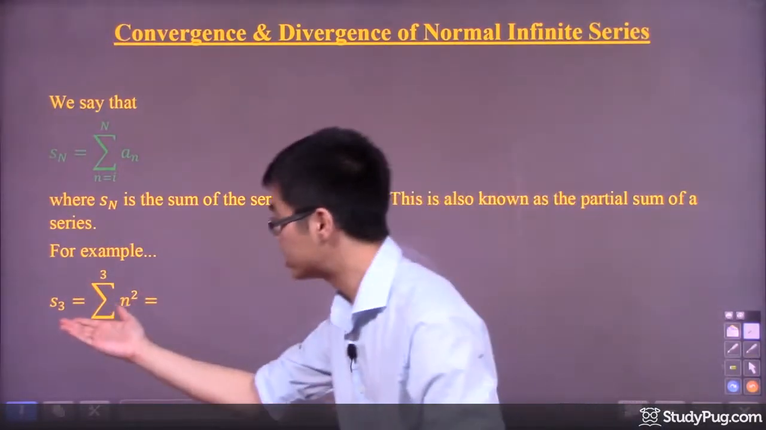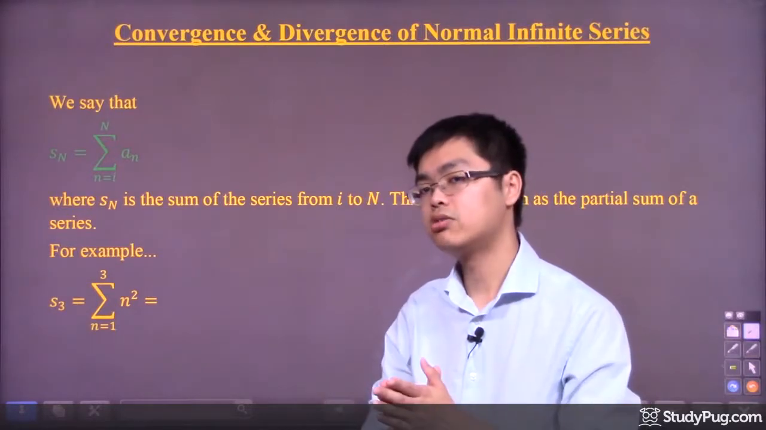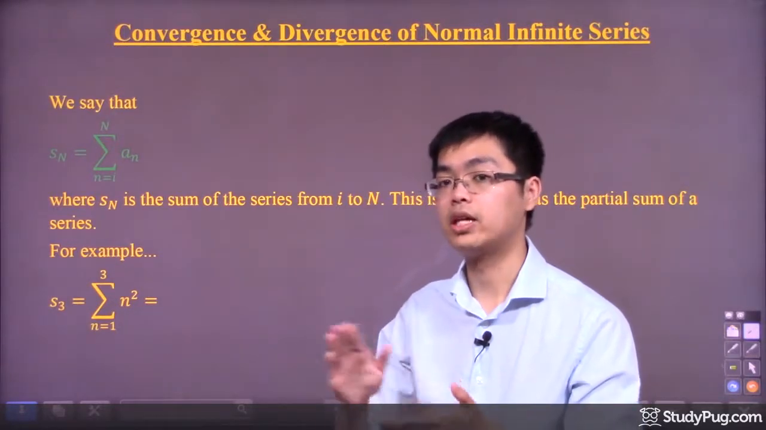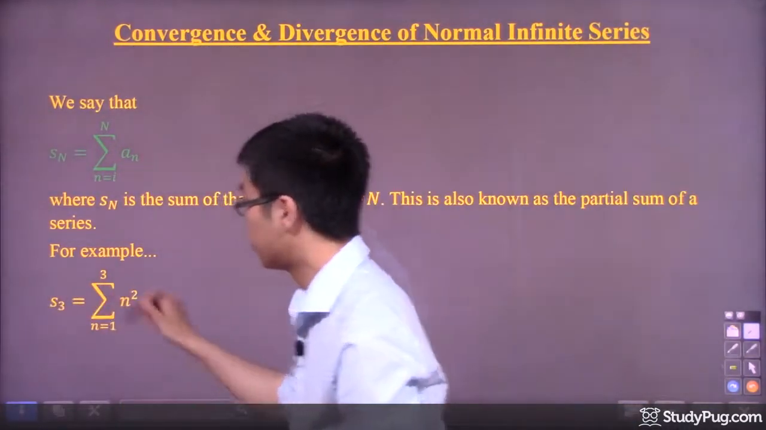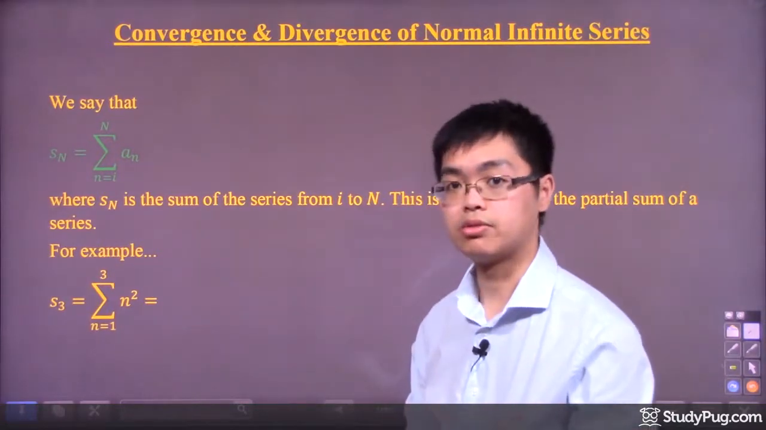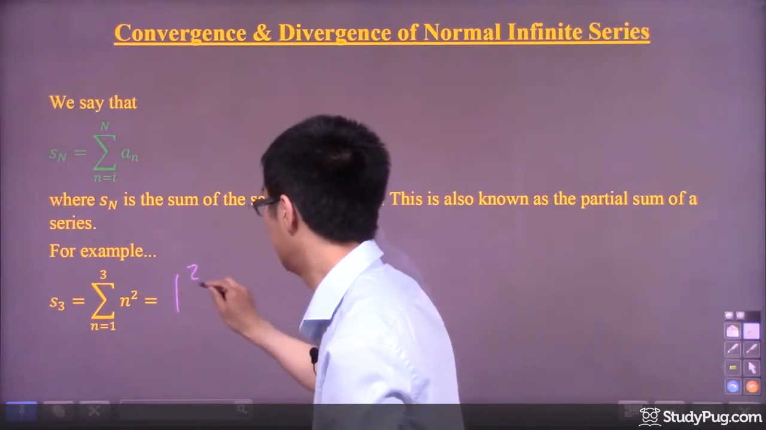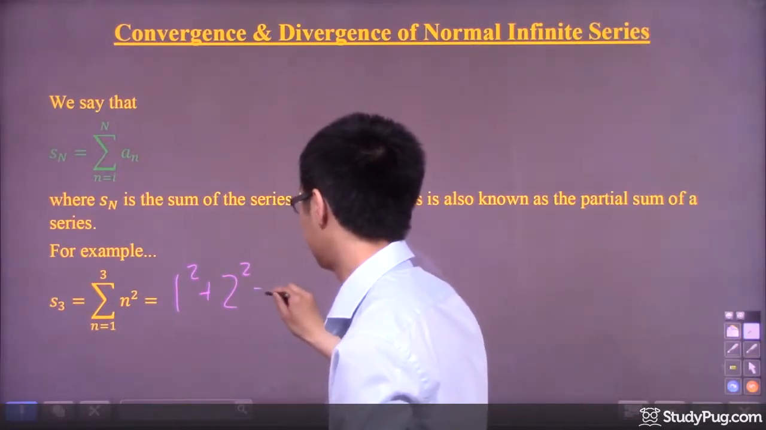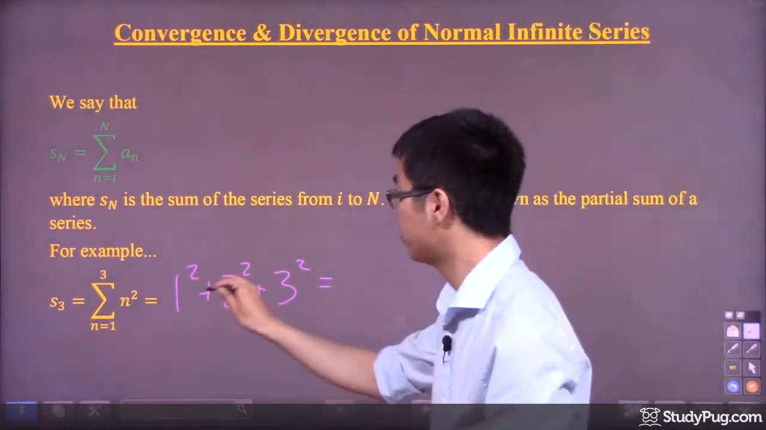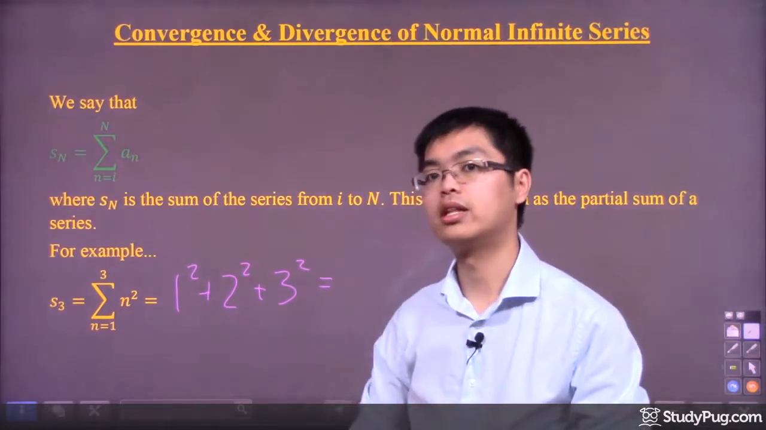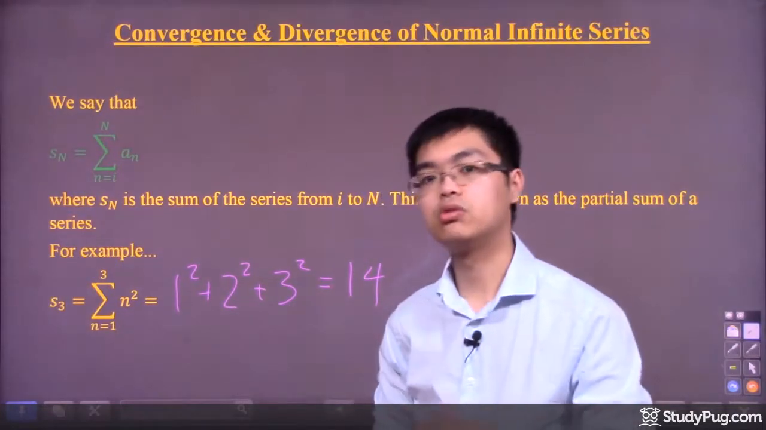So just to give you a small example, I'm just going to show you what S3 is. So S3 is the sum of the terms from n equals 1 to 3, right? So in this case, if I were to write out what the sum is for S3, this is going to be 1 squared plus 2 squared plus 3 squared, right? And then all of this is going to be equal to 1 plus 4 plus 9. And what is that? That's 14. So in this case, S3 is equal to 14.